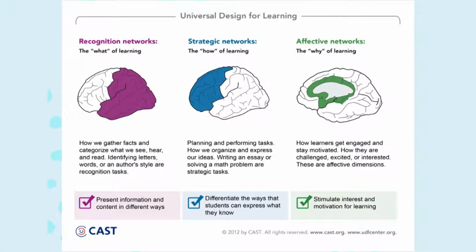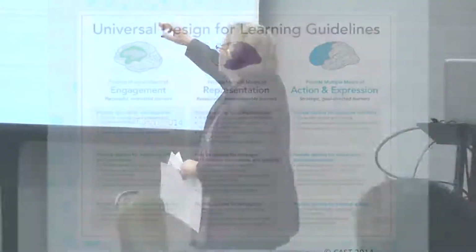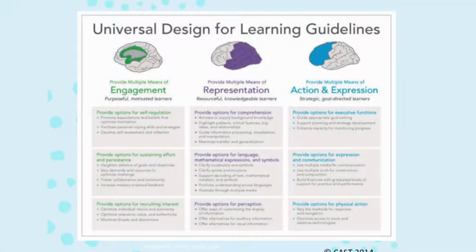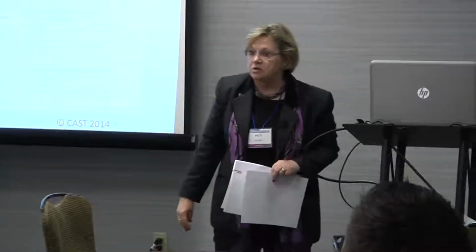The recognition networks are associated with the principle of multiple means of representation. Let me go to the next one. That would be here. The affective networks, which are in that green section, the center of your brain, are addressed by the principle of multiple means of engagement, and the strategic networks, which are in the front of your brain that really control planning and strategic thinking, are addressed by the principle of multiple means of action and expression.